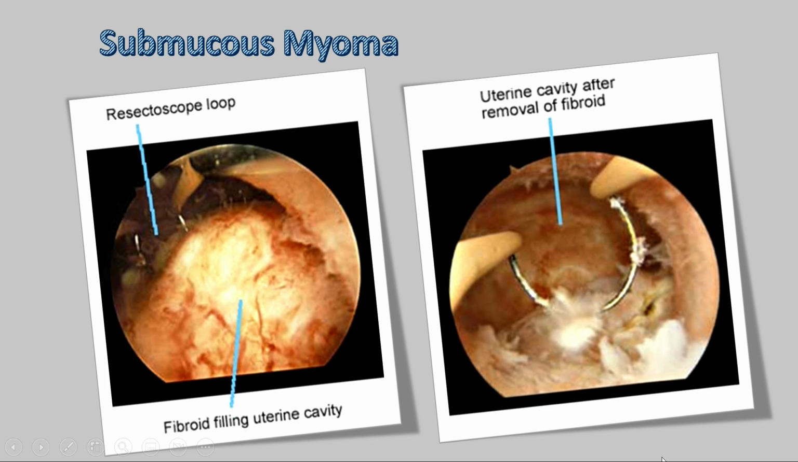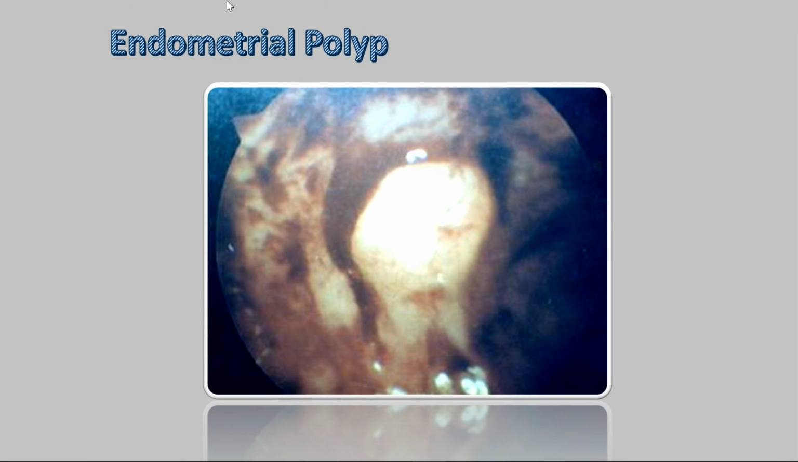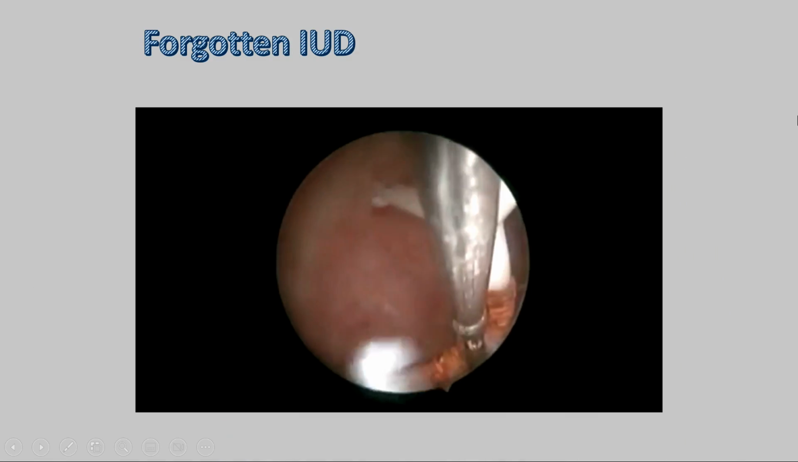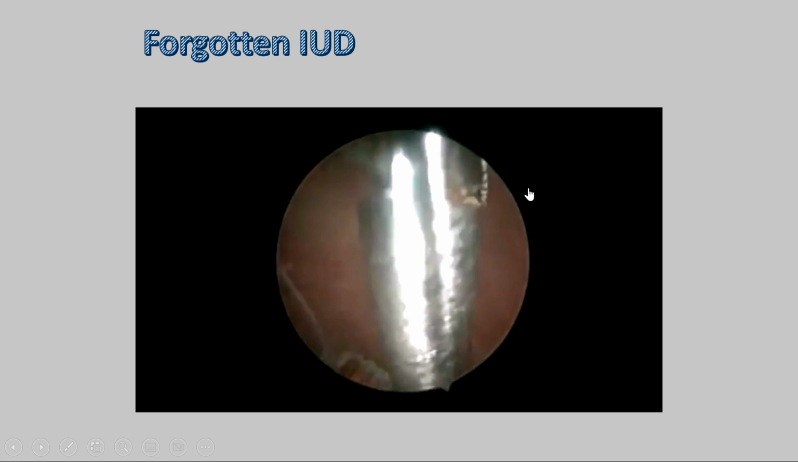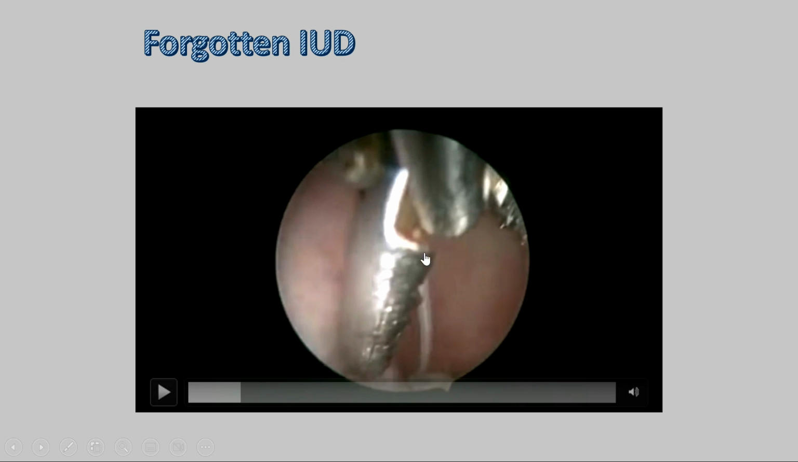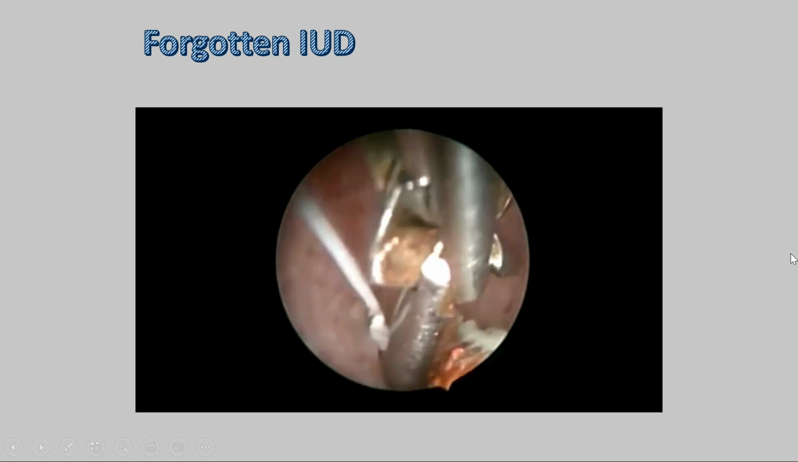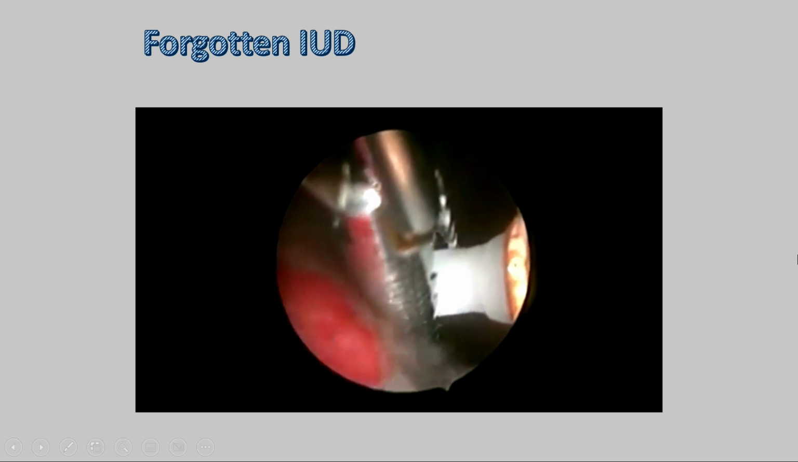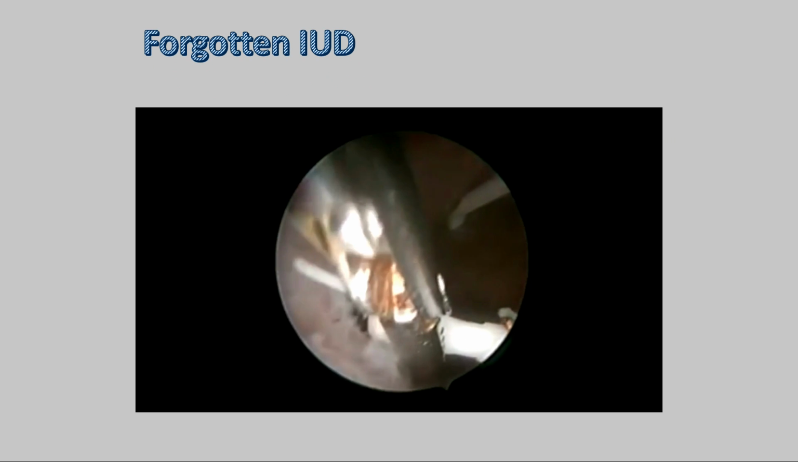This is resection of the submucous myoma by loop electrode. Endometrial polyp. Forgotten IUCD. Here which instrument, which sheath you have to use? 4-channel, yes. And this is what? Grasper. This grasper will catch the thread of the IUCD and everything should come out. Everything together will pull out.